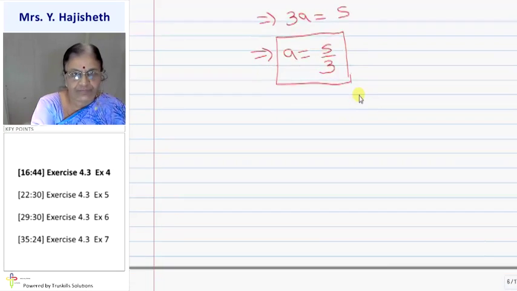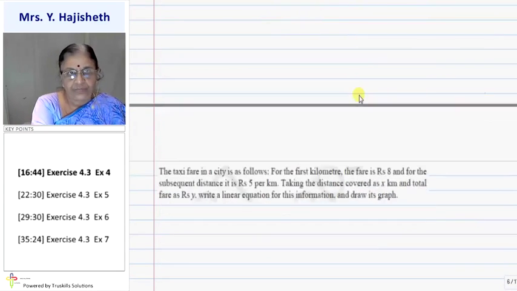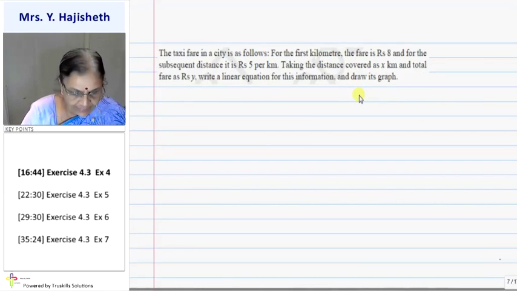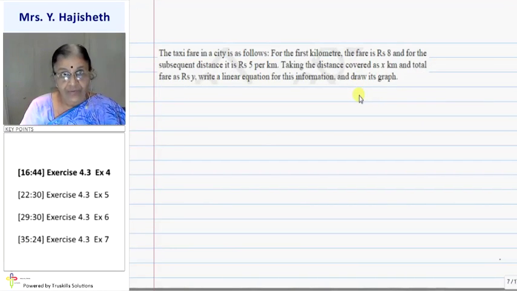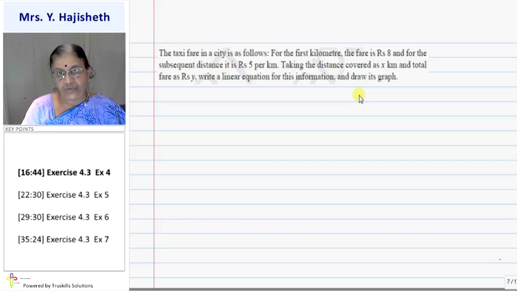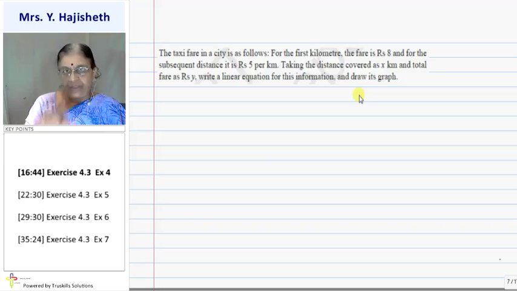Now fourth question. Question is, we have to form the equation by using this information. The taxi fare in a city is as follows. For first kilometer, the fare is rupees 8, matlab 8 is constant. And for each subsequent distance, it is rupees 5 per kilometer. पहले किलोमीटर वो ट्रैवल करेगा तो उसको 8 रुपया देना पड़ेगा, और दूसरे किलोमीटर के लिए 5, तीसरे किलोमीटर के लिए और 5, like that.